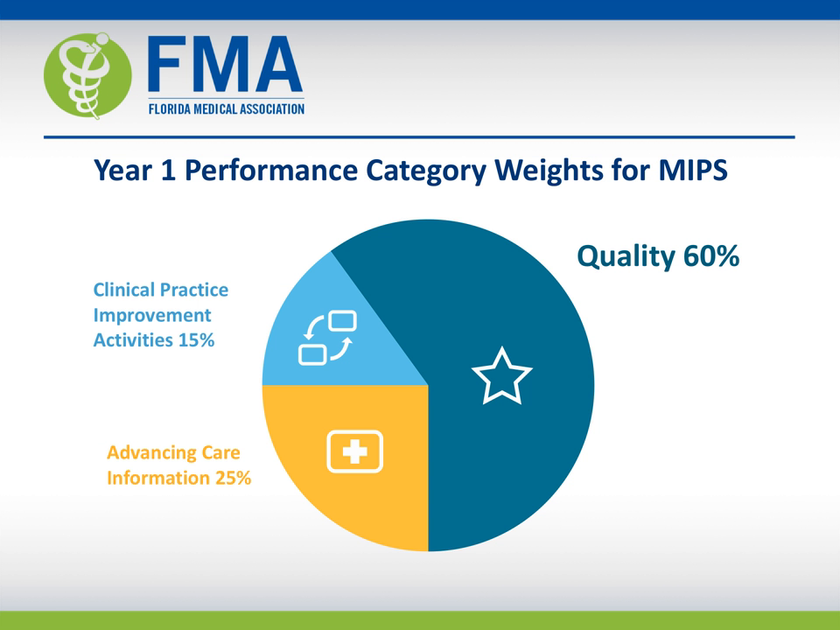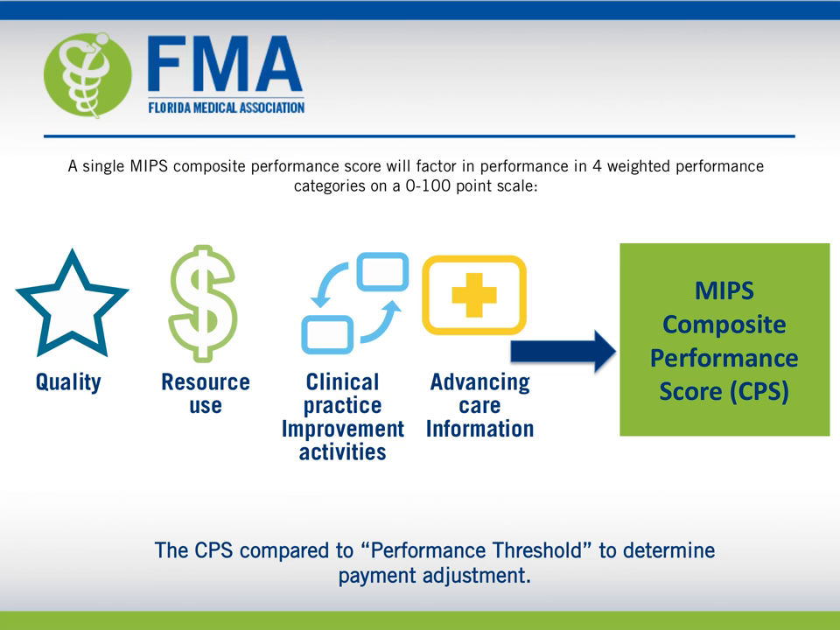So in the first year of MIPS, the four performance categories are weighted as follows. Quality will comprise 60% of the composite score. Clinical practice improvement activities will comprise 15% of the composite score. And advancing care information will comprise 25% of the composite score. The cost/resource use category will be weighted at 0% for the first year.